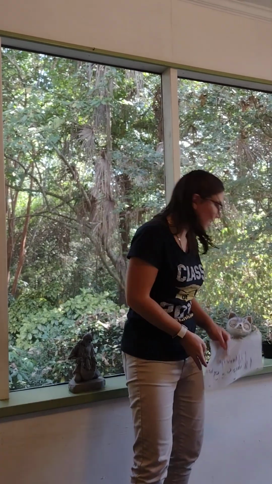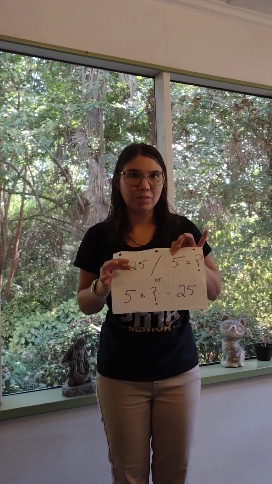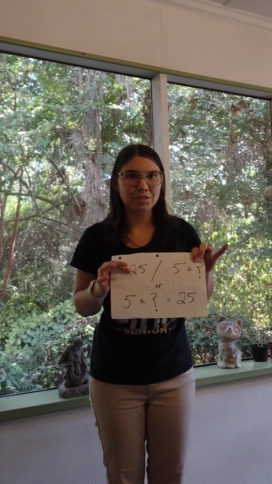Let's say Mr. T has a small room and he was given 25 chairs. If Mr. T has 25 chairs in his small room and he has 5 rows, how many chairs per row? Let's write this out to figure it out together. 25 chairs divided by 5 rows is how many chairs per row?